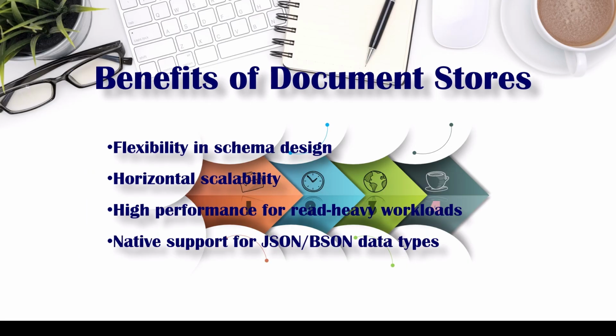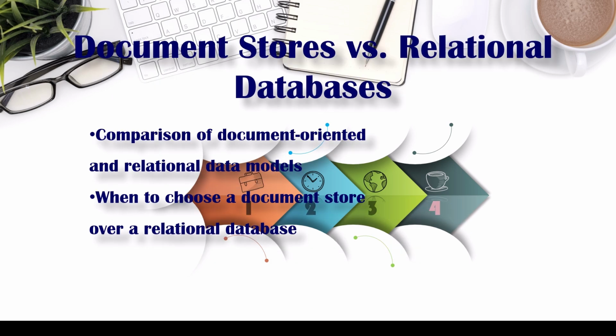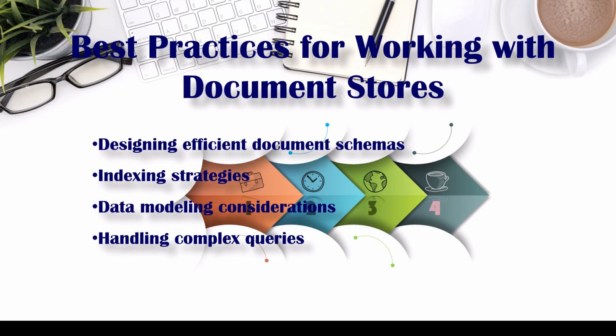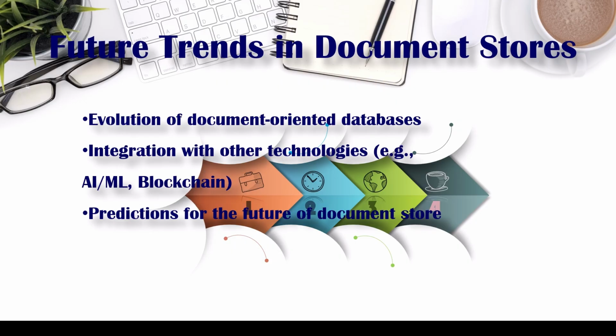Horizontal scalability. High performance for read-heavy workloads. Native support for JSON, BSON data types. Comparison of document-oriented and relational data models. When to choose a document store over a relational database. Designing efficient document schemas. Indexing strategies. Data modeling considerations. Handling complex queries. Evolution of document-oriented databases. Integration with other technologies, for example, AI, ML, blockchain. Predictions for the future of document stores.